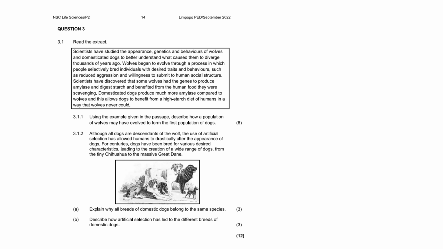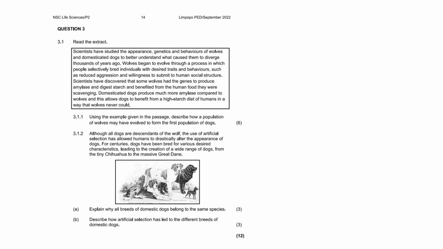Oh, they're comparing wolves and the dogs we have at home to better understand what caused them to diverge. So they want to know what led to wolves becoming different from the dogs we're having at home, like Sporty, the different names of dogs we have at home. Wolves began to evolve through a process in which people selectively bred individuals with desired traits. So this led to reduced aggression and willingness to submit to human social structures.